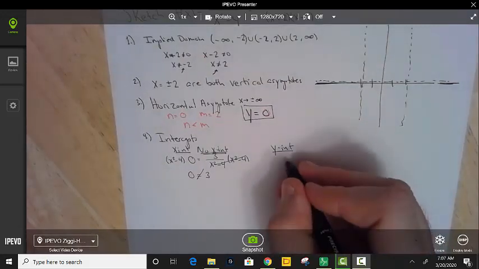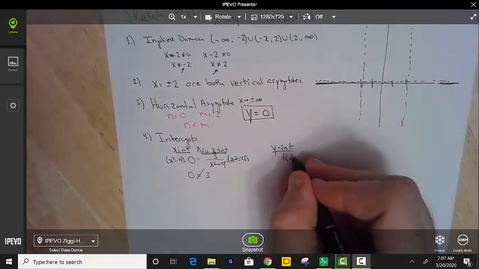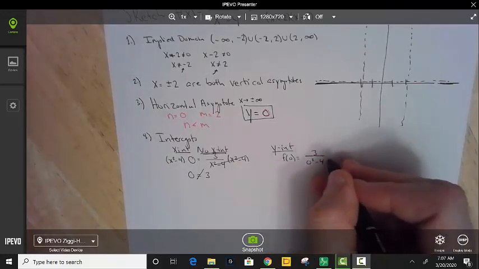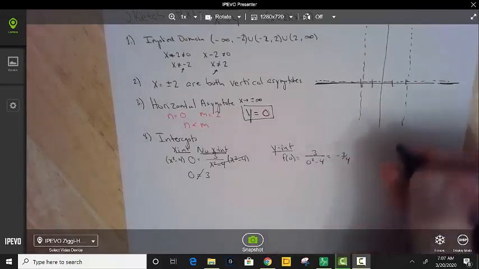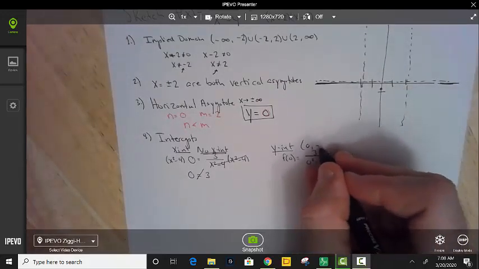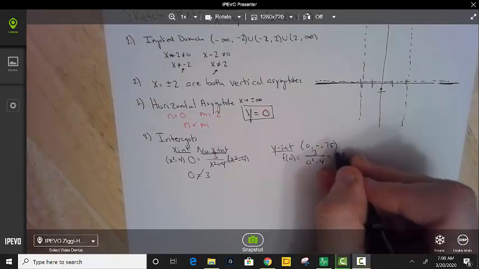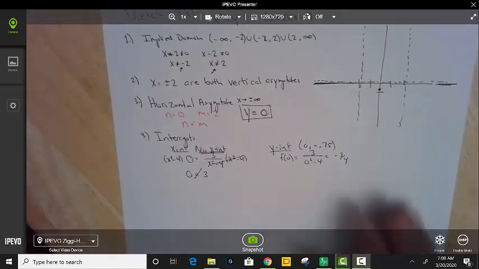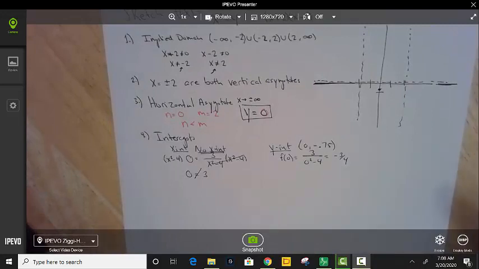But then to find the y-intercept, we're going to plug 0 into the function, and we get negative 3/4. Okay, so we're going to come in here and roughly at 0, negative 0.75, we're going to just estimate where that would be, and we're going to put a dot. So we've identified our vertical asymptotes, our horizontal asymptote, we've got no x-intercepts, and we've found our y-intercept.